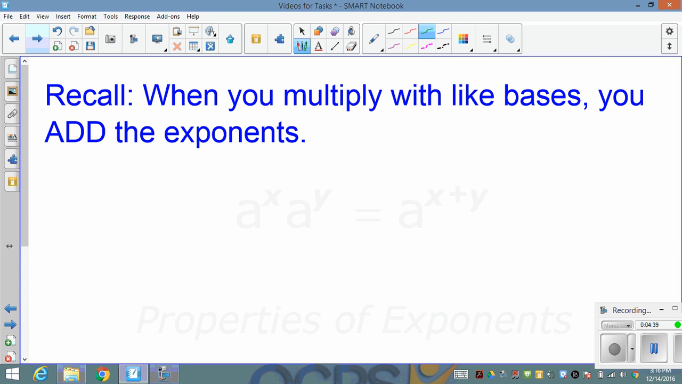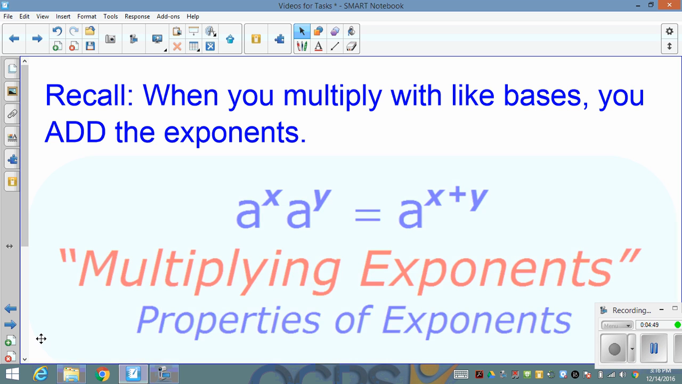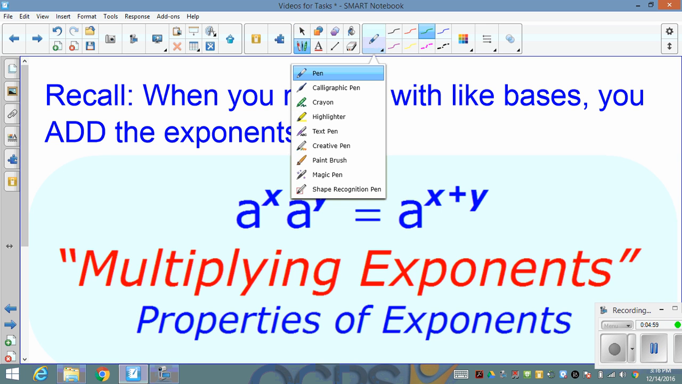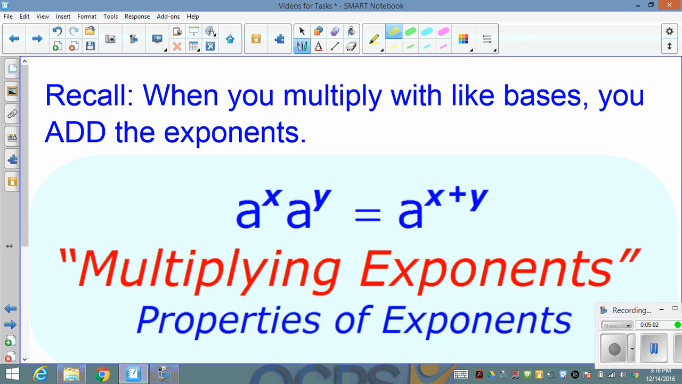Moving along, we need to recall our properties for when we are multiplying with variables. When you multiply with like bases, you add the exponents. So, for example, if I have a to the x times a to the y, that's going to give me a to the x plus y. That's our algebra way of writing it. Let me show you what I'm talking about when I say we're multiplying with like bases. The bases here are the a, and they're the same. When that happens, you take your exponents and you add them. Notice your base stays the same.